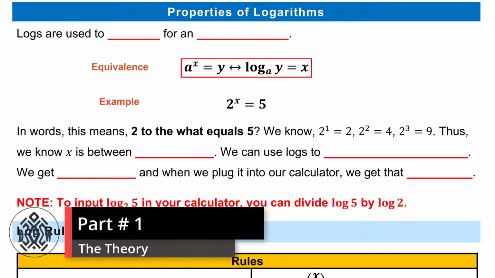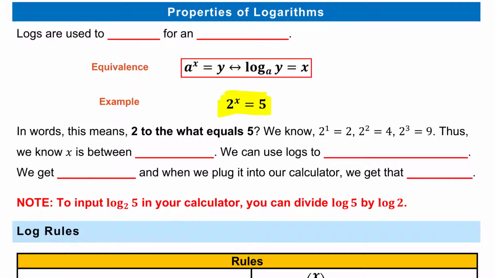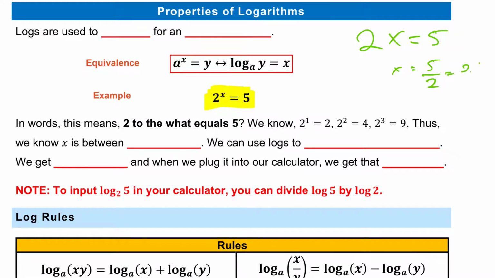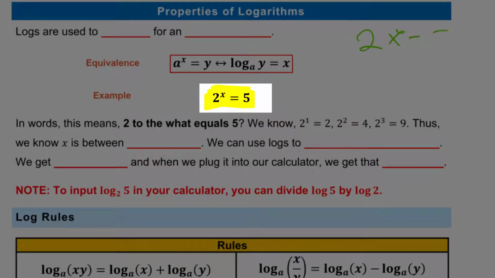The main thing you need to realize is to ask yourself what logs are for. Logs are for when we have something like 2x is equal to 5, and we're trying to solve for x. If we have 2x is equal to 5, we know what to do. We can just divide by 2, right? So then it would be 5 divided by 2, which is 2.5, and then you can plug this 2.5 back in, and 2 times 2.5 does equal 5. But this is not as obvious.